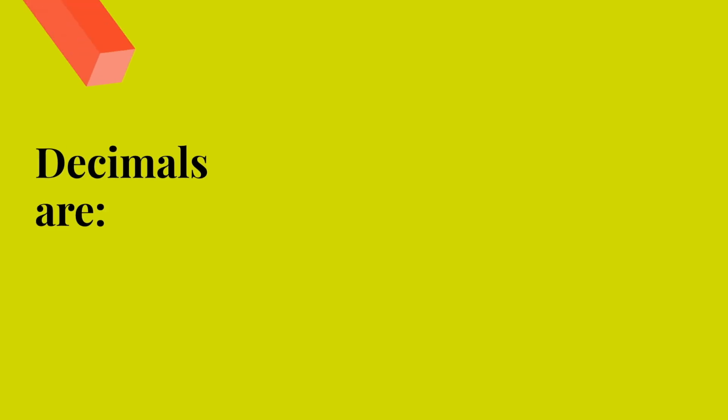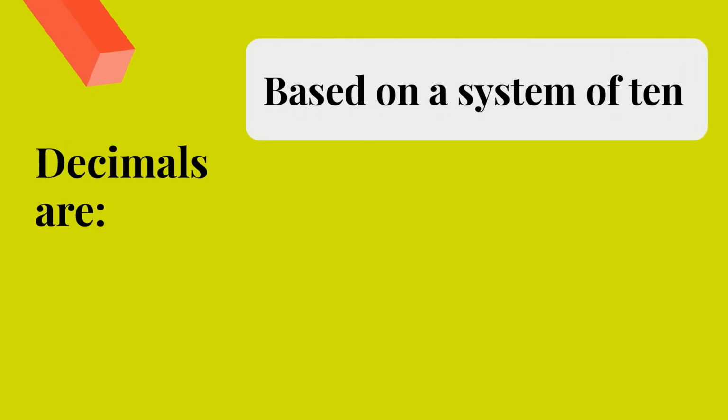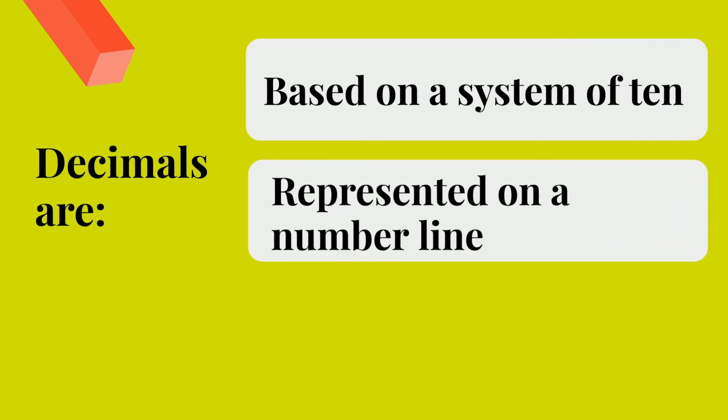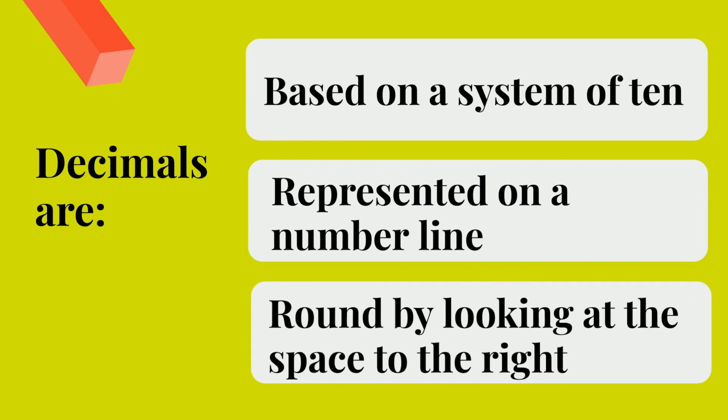So now you know decimals are based on a system of 10. They're based on the number 10. Also, they can be represented on a number line, just like any other number. Nothing special about it. And that if you want to round to a specific place value, you look to the right of that place value to determine whether or not you're going to go up on that place value or keep it exactly like it is.